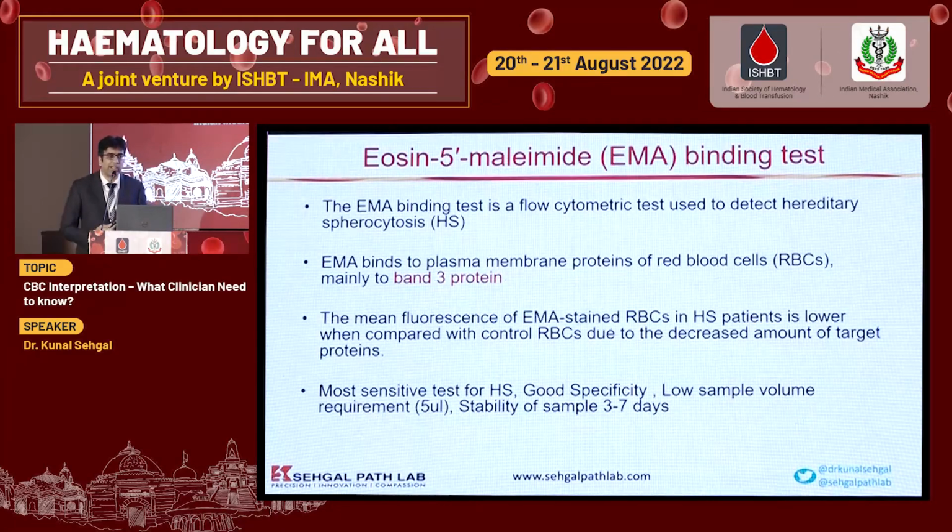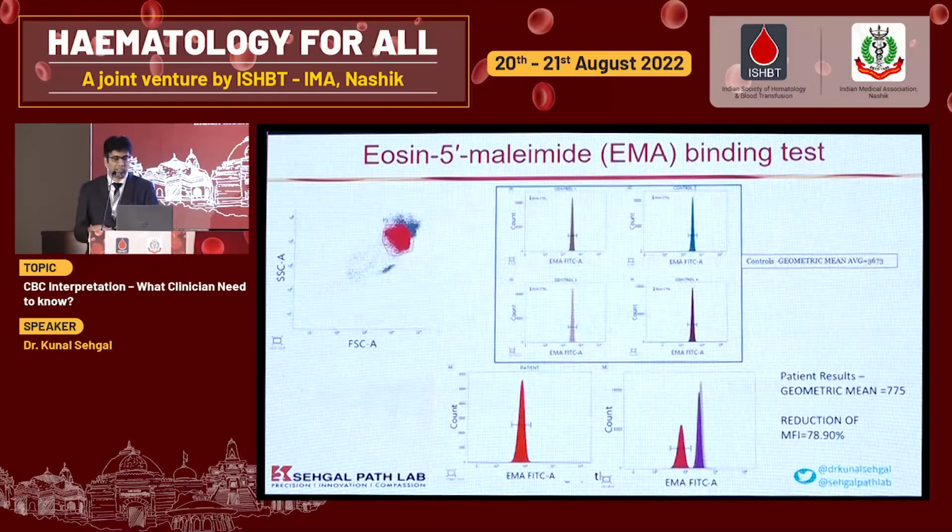And this is what we have added in the lab over the last couple of years, which is called the EMA binding test. The advantage is that it is a simple flow cytometry based assay, with a single dye, on the same sample which came to you for CBC, the same EDTA sample. You practically need only 200 microliters of blood, which becomes very critical in a young child like this, and that's why I showed you the example. It is extremely sensitive with very good specificity.